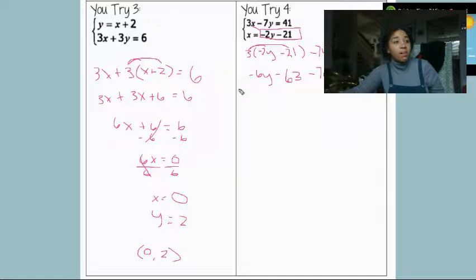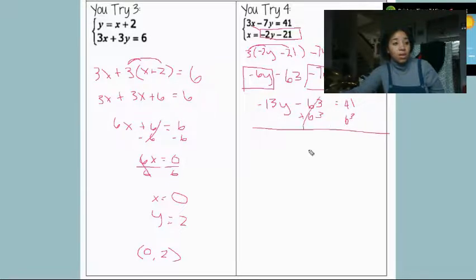So now we have this. We're going to combine like terms. We have negative 6y, negative 7y. And I know that these are going to be negative 13y minus 63 equals 41. Then I got to add 63 to both sides. Negative 13y equals 104.